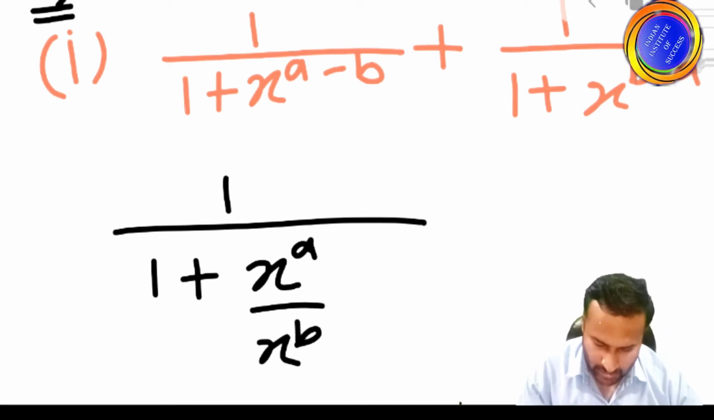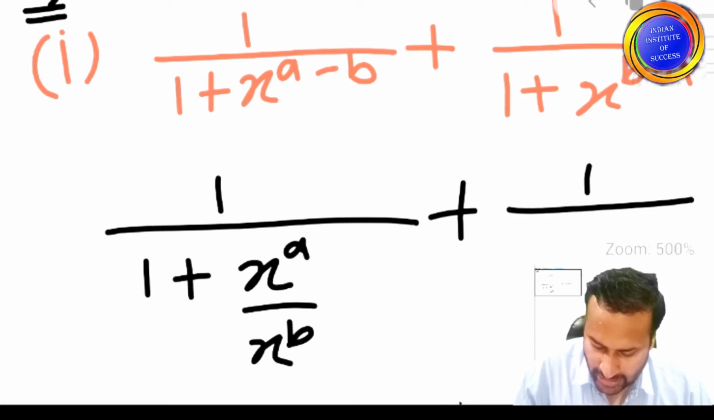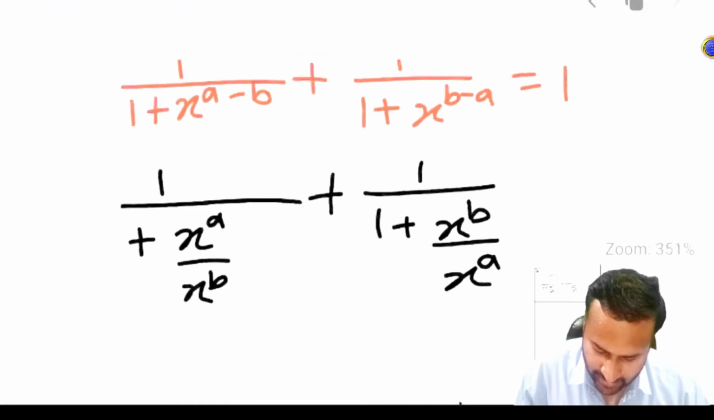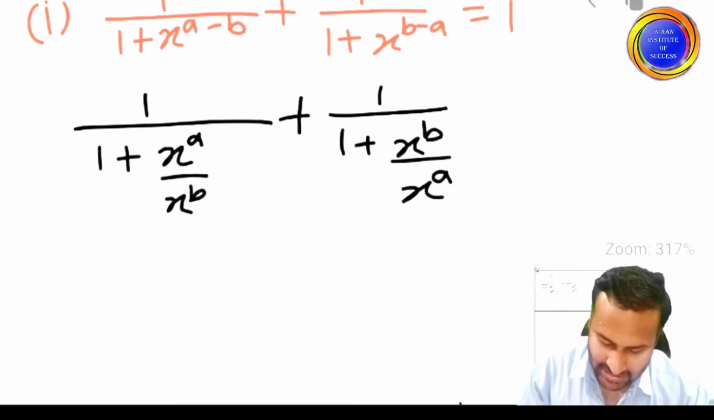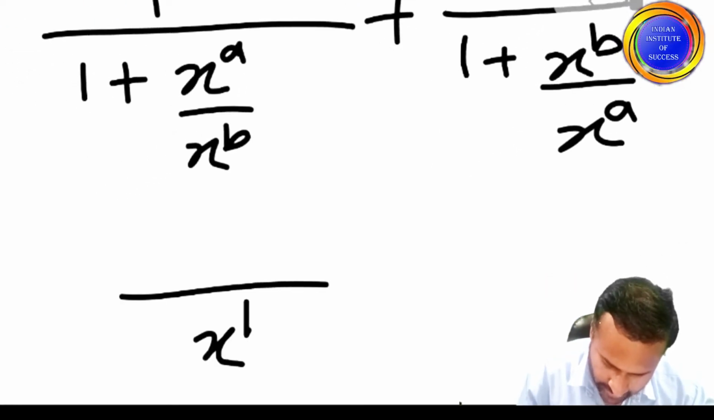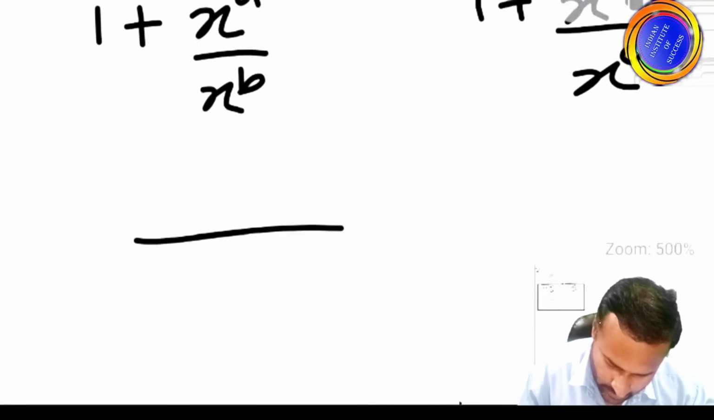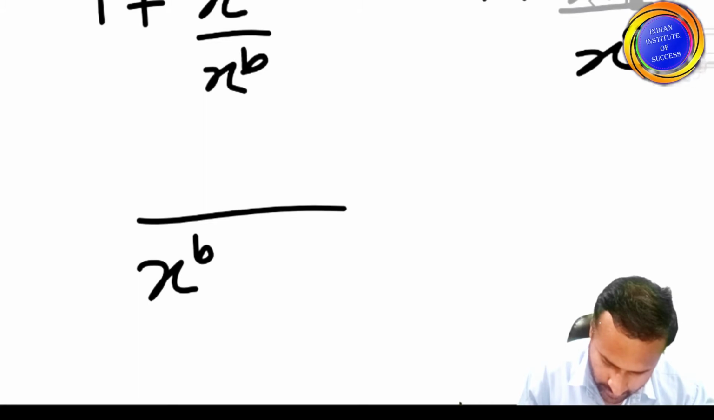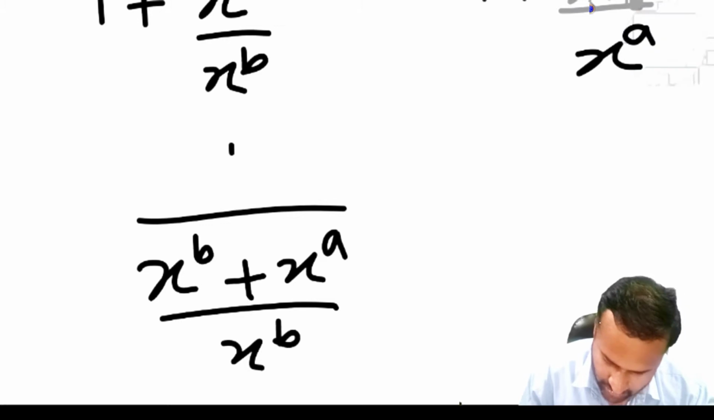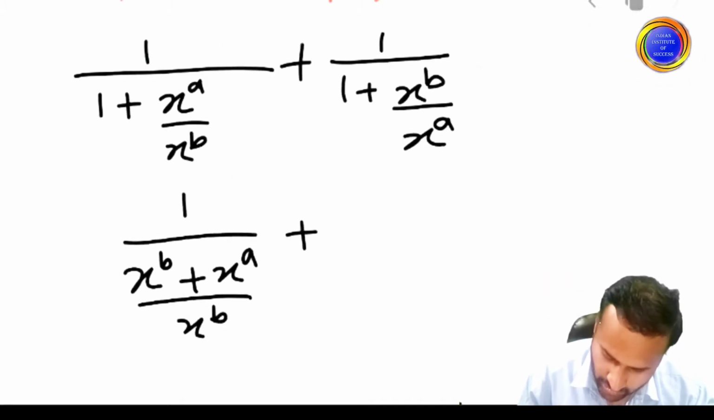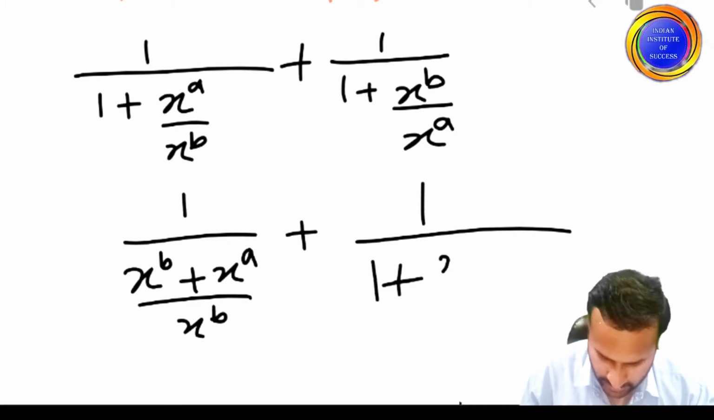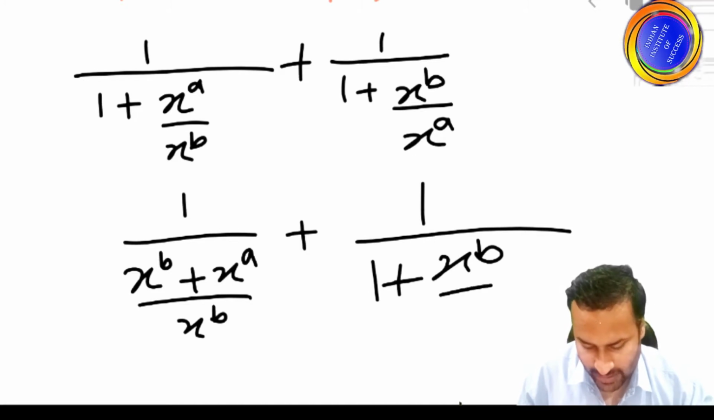According to the exponential rule, we are doing that only: x raised to power b upon x raised to power a. Now here we can take LCM, so it will become x raised to power b plus x raised to power a upon x raised to power b, or here it is 1. Now plus 1 plus x raised to power b upon x raised to power a.